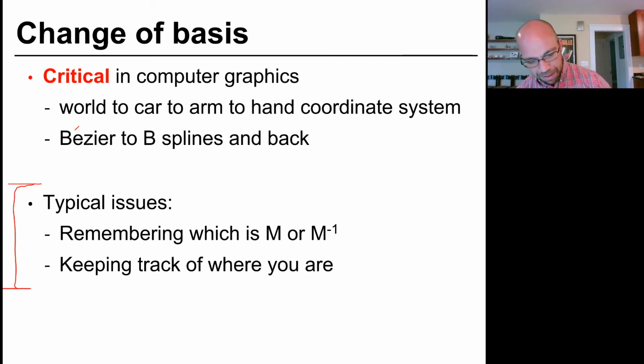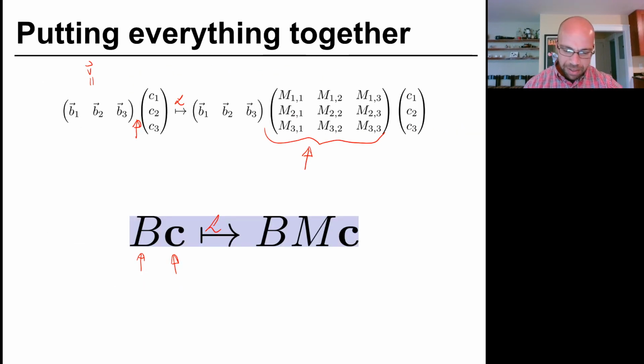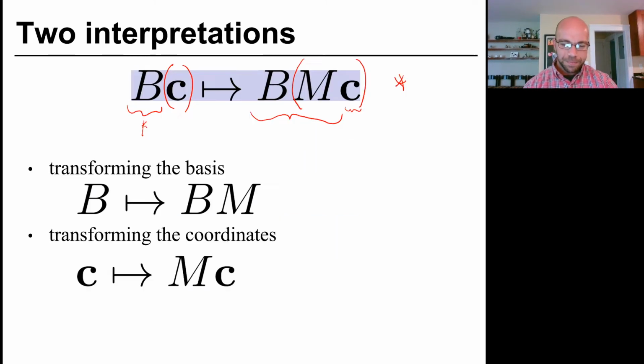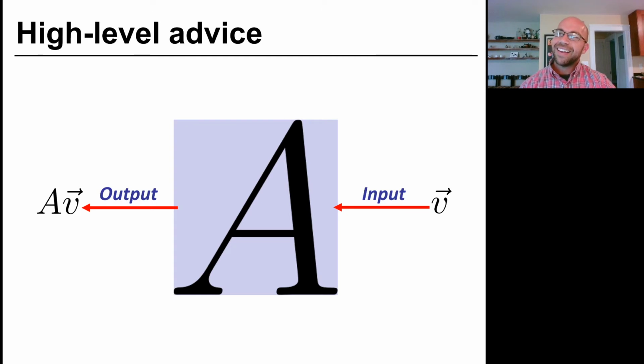It's essentially bookkeeping issues. The typical headaches are remembering when to use a matrix and when to use its inverse, and remembering what coordinate system you're in. That's why the notation we've proposed in the last couple slides, where I really expose the coordinate system as this left matrix here, can be quite useful, because it really forces you to remember where you are.